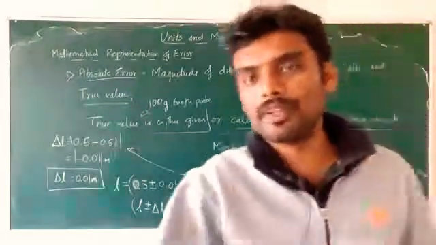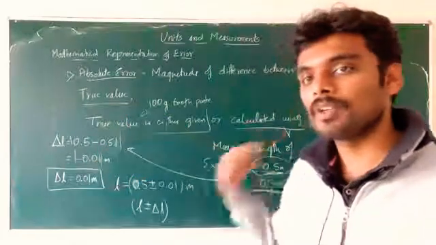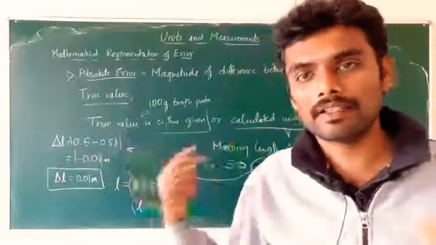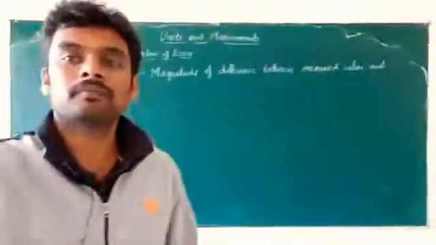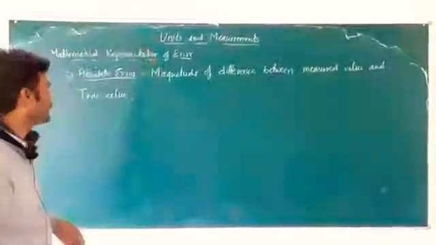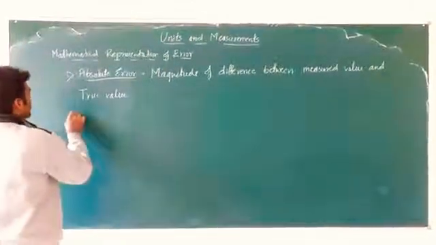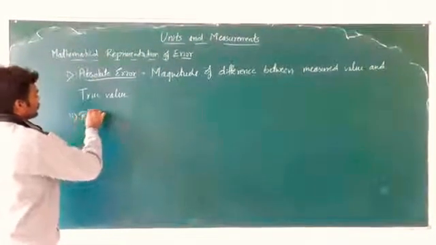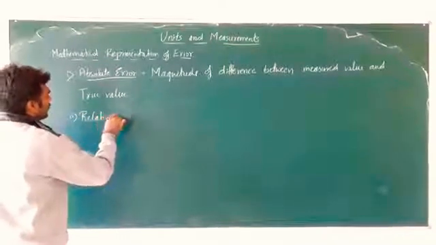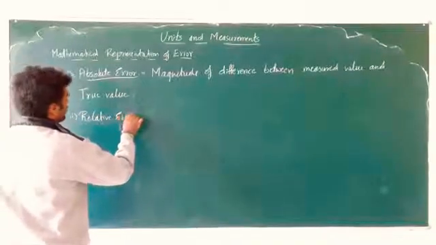So this is everything about absolute error, and we shall see the next kind of representation, which is very simple. Once we understand this, we can easily understand the next one. The next way of representing errors is relative error.